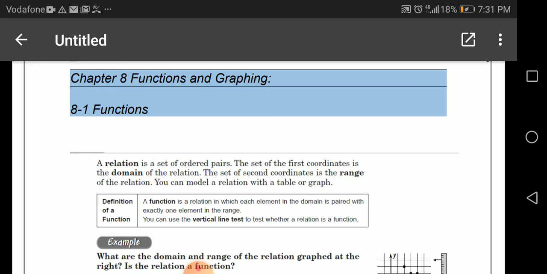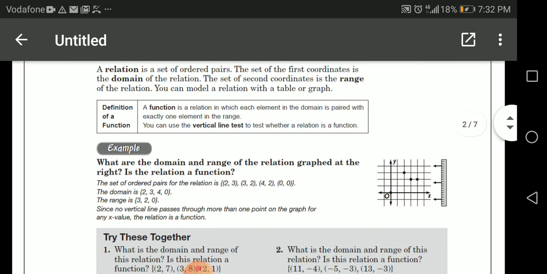It's about functions and a new unit, unit 2. So chapter 8, functions and graphing. Today we're going to talk about functions.